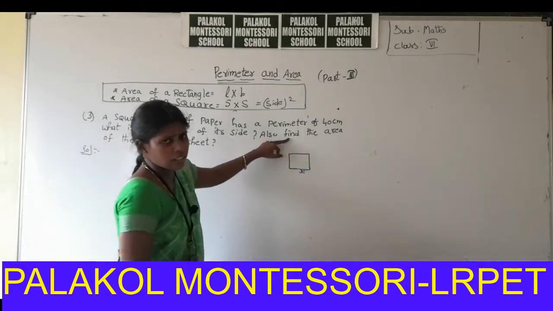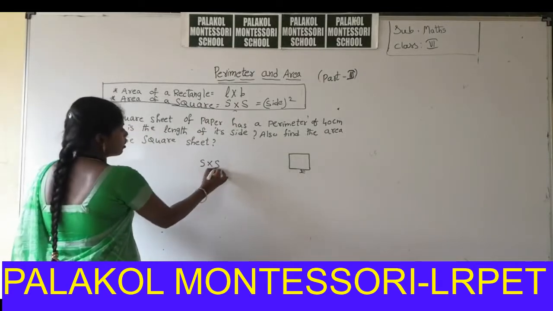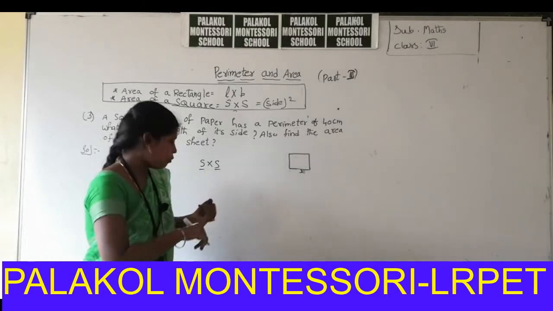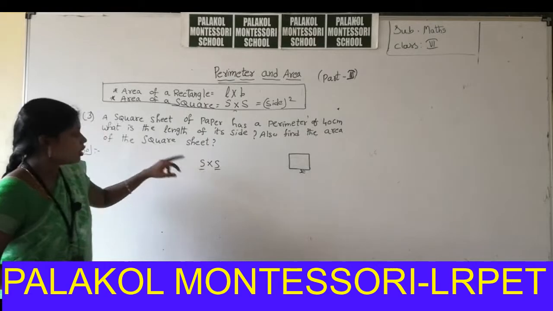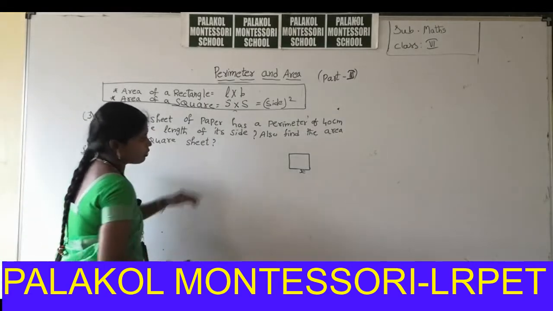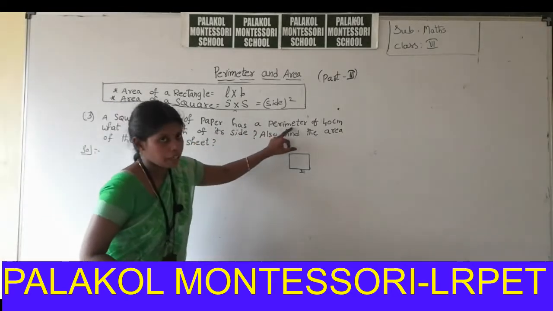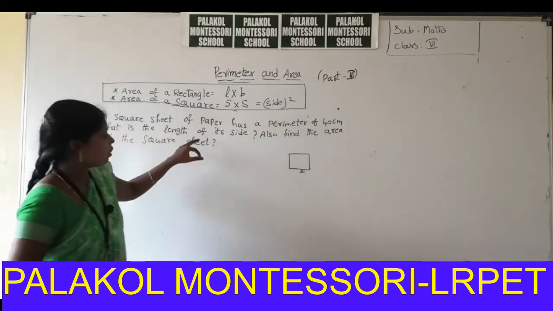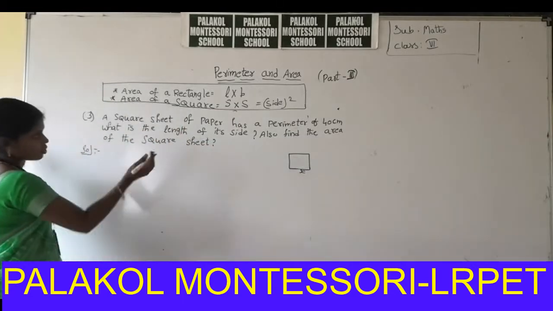So, first we can find the area of the square sheet. What is the formula? Side into side. So, we don't know what is the side of this square sheet. So, first we can find the side of the square sheet and next we can find the area of the square. So, how can we find the side of this square sheet? There is a hint: perimeter of the square sheet. By using this hint, we can find the side of the square sheet.